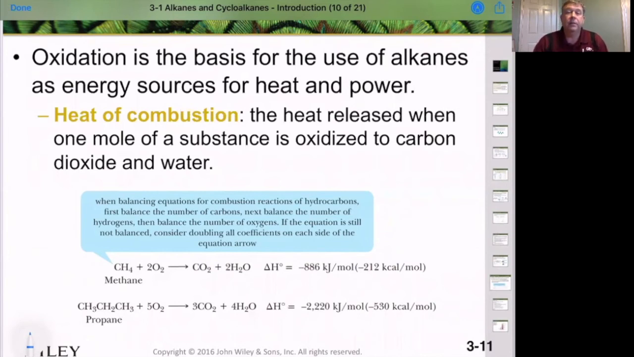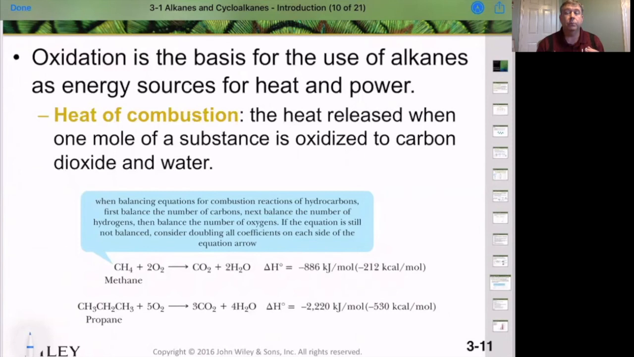Okay, and so we can actually think about the stability of a compound or the amount of energy in that compound by measuring the heat released when we burn something. And this is called the heat of combustion. This heat of combustion gives us some idea about the number of components in there or the total energy stored in that molecule.